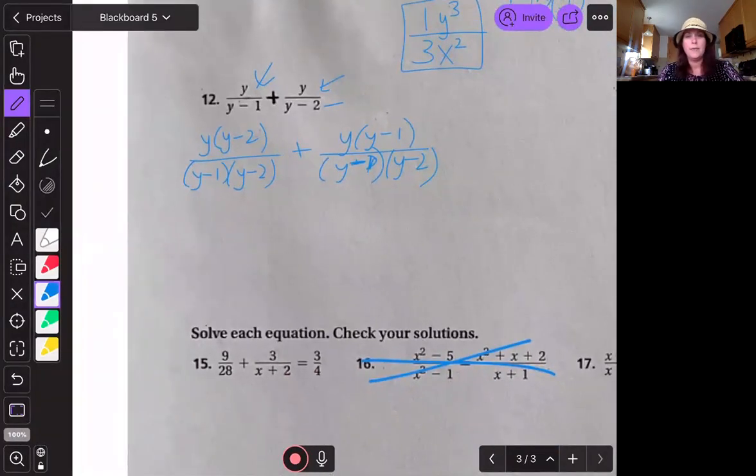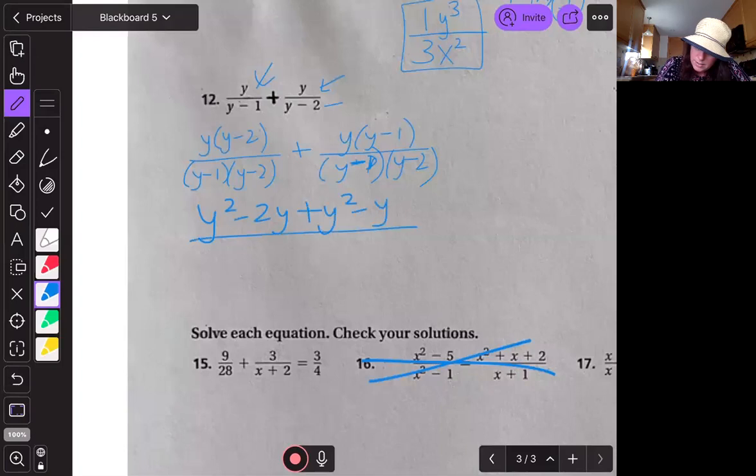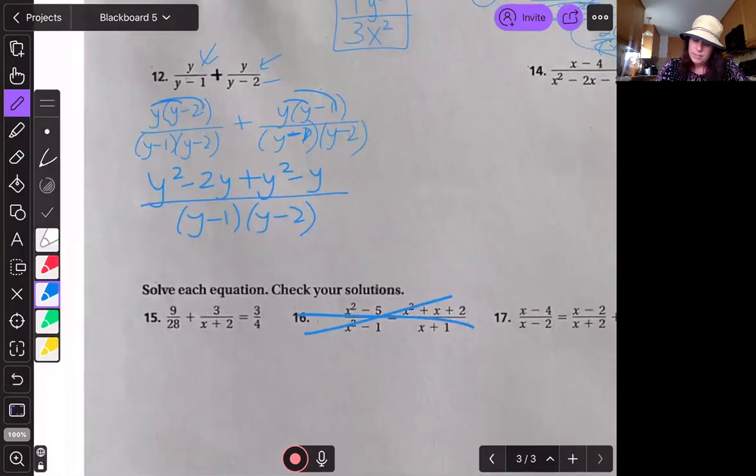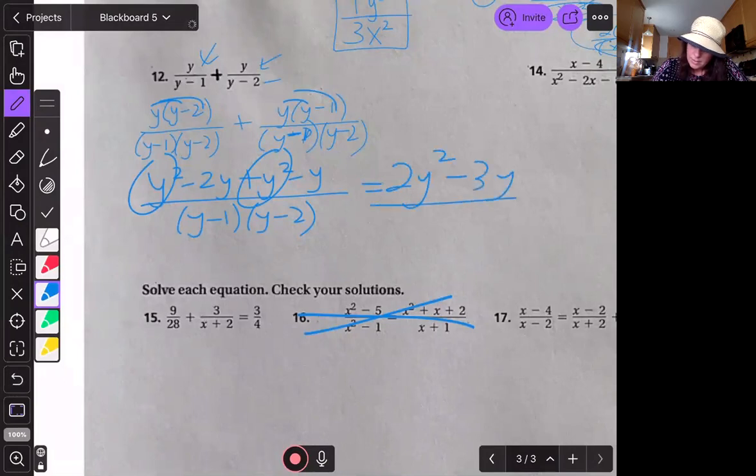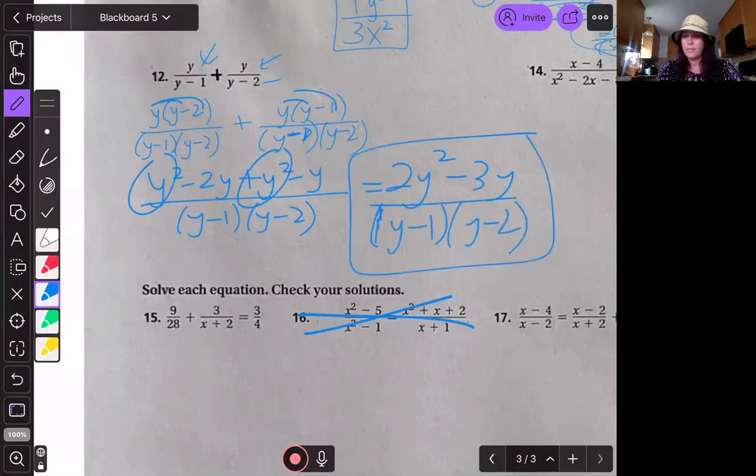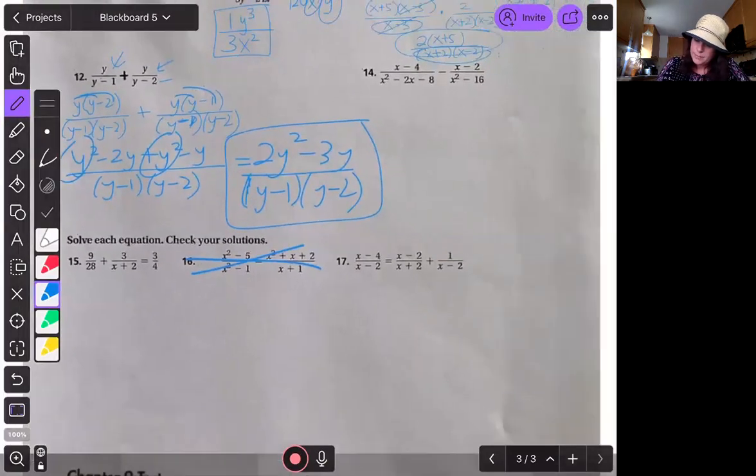All right, so now we need to simplify this. We have y squared minus 2y plus y squared minus y. All I did was distribute, and they're all over one common denominator. Then we need to just clean it up. I have 1y squared, another y squared, gives me 2y squared, and I have minus 3y, all over y minus 1, y minus 2. There we go. I'm wondering if my iPad's going to make it too.